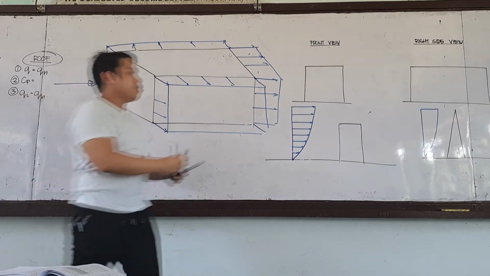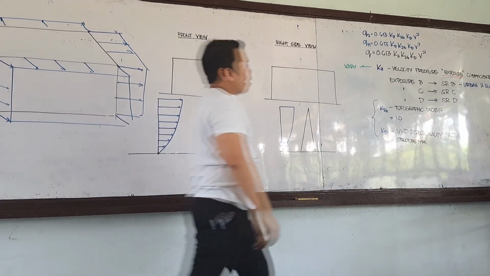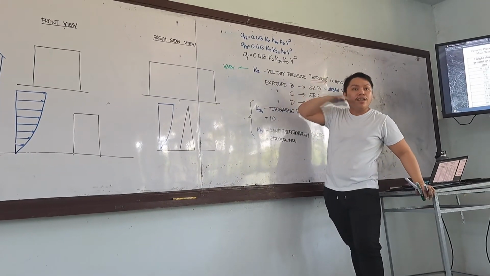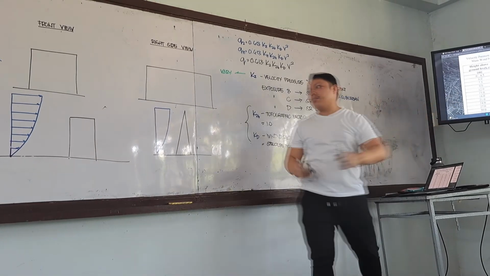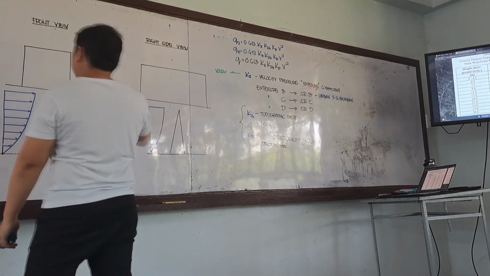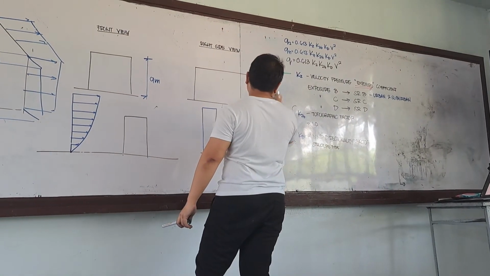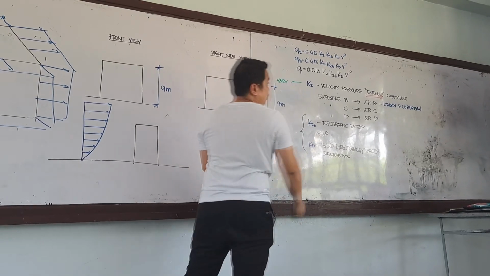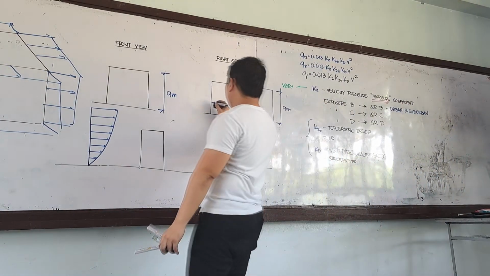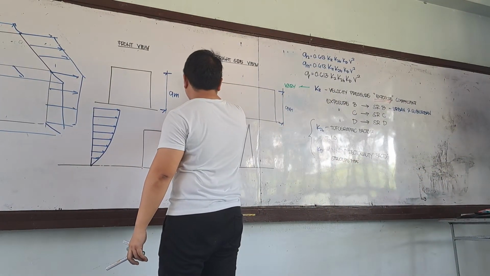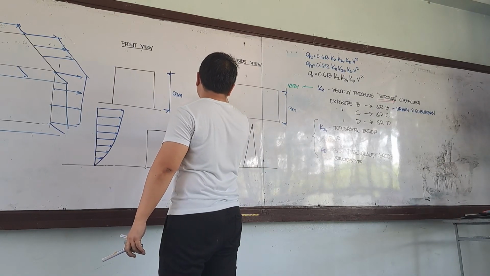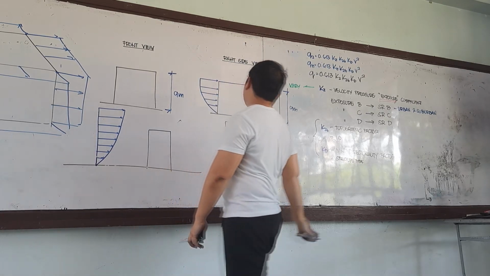So for the windward, we will consider the effects of the height of the building. That's why it is Kz, where z is the height from the ground. So let's say the building has a total height of around 9 meters. Let's say our building is under exposure B, so 0 to 4.5. We can assume the shape of the wind pressure on the windward side of the wall.